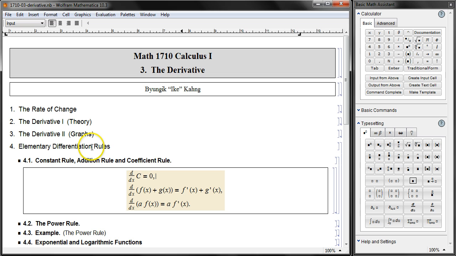Oh, by the way, I'm using the term differentiation rule. What do you mean by differentiation? To differentiate is to find out the derivative function. So differentiation is probably better terminology than derivative rules.